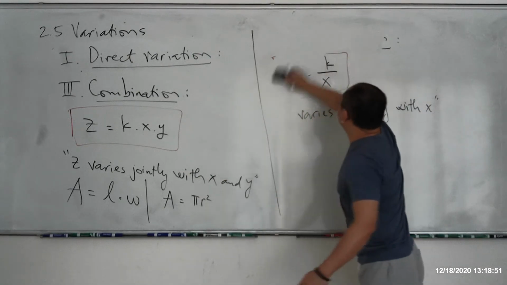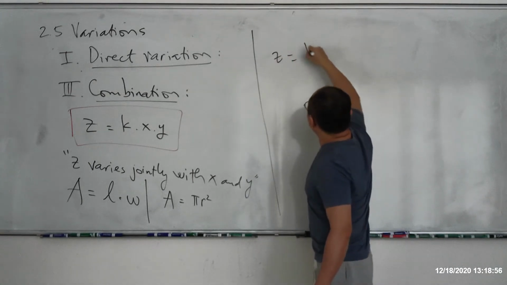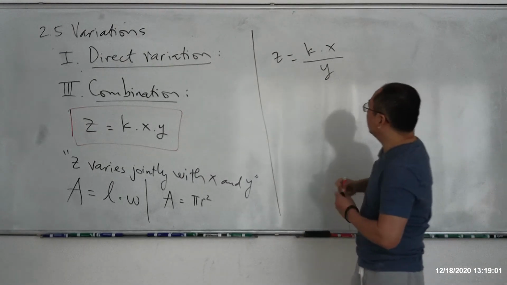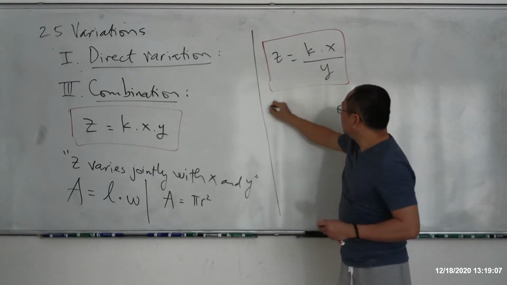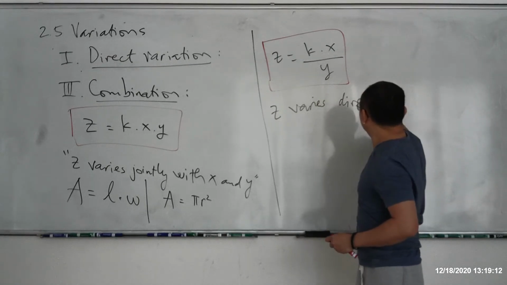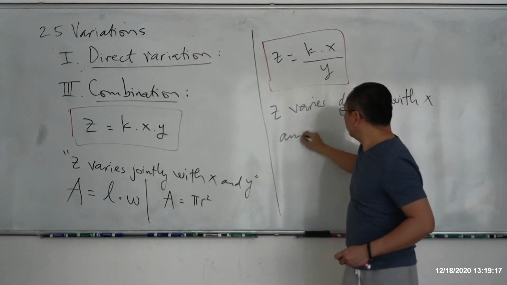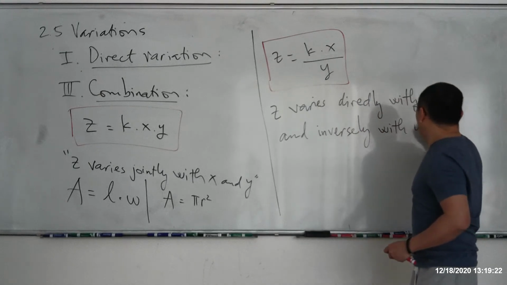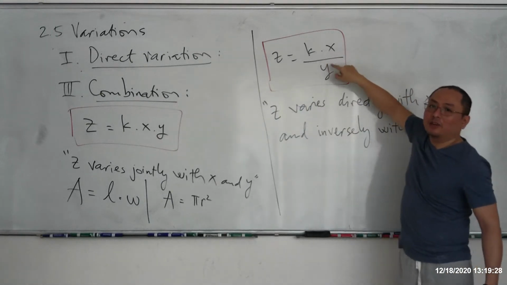What if you have a combination like this? Z is equal to k times x and then divided by y. Mark that for me. And they say what? Z varies directly with x and inversely with y. Okay. So direct multiplication, inverse division.